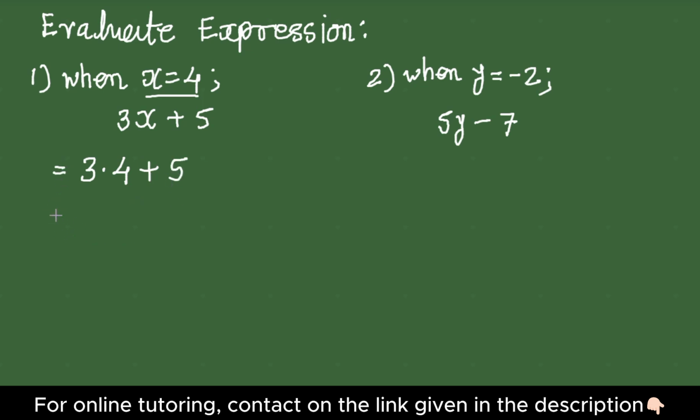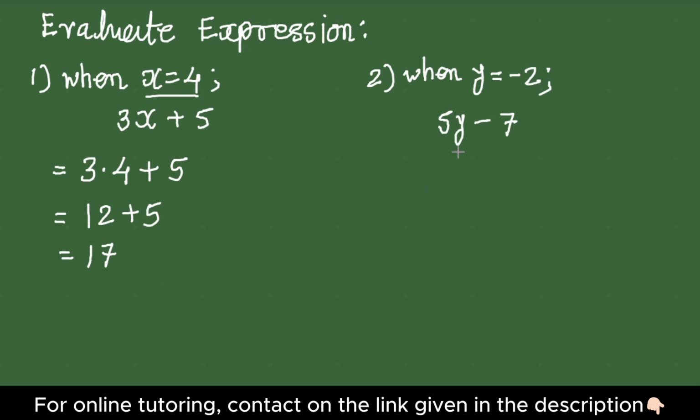Now 3 times 4 is 12 and plus 5. 12 plus 5 is 17. So the value of this expression 3x plus 5 for the variable x is equal to 4 is 17.